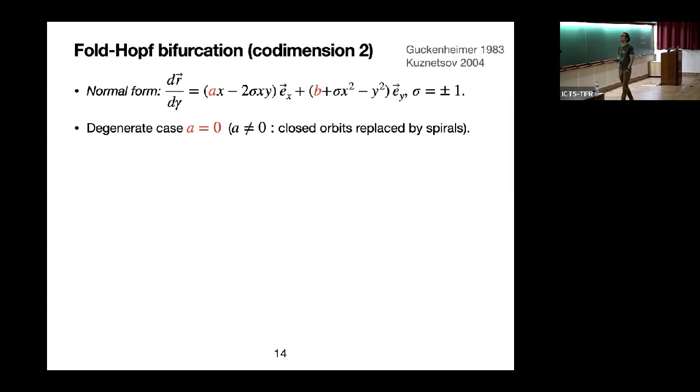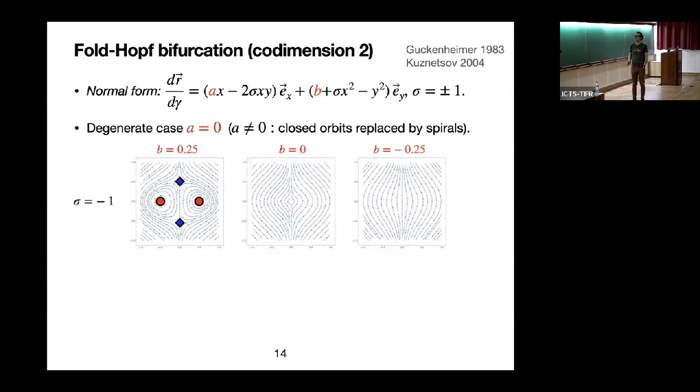Open any book on bifurcation theory, and in the list of codimension 2 bifurcations you have this one, where you have two parameters that you should vary. For those who are really familiar with dynamical systems, I'm sorry, it's not exactly the normal form of the fold-Hopf bifurcation, but here it is just to simplify the discussion. And in our case, this parameter A will be equal to 0, so we are looking at a degenerate case of the fold-Hopf bifurcation.